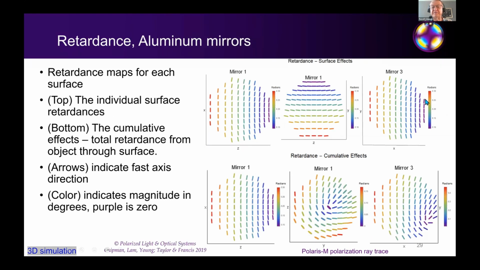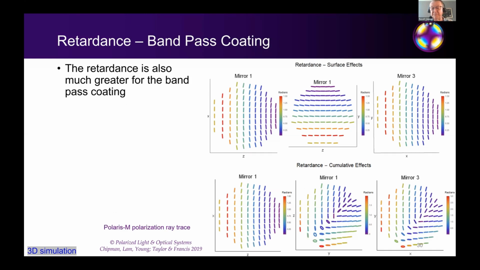Similarly, this is the retardance for the 3 aluminum mirrors. Again, after 2 mirrors, the retardance cancels here in the center of the pupil. But after 3 mirrors, I have this retardance distribution, which has retardance up to about 0.4 radians of retardance, which is about 24 degrees, which is still less than 1/10 of a wave of retardance there. But for the bandpass coating, I've got almost 1 wave of retardance. Here I've got 3 radians of retardance, and we see the retardance accumulating from the first to the second to the third mirror.